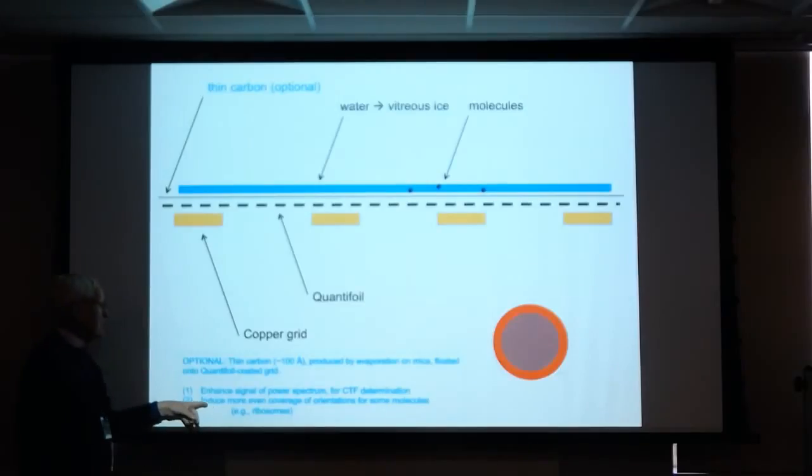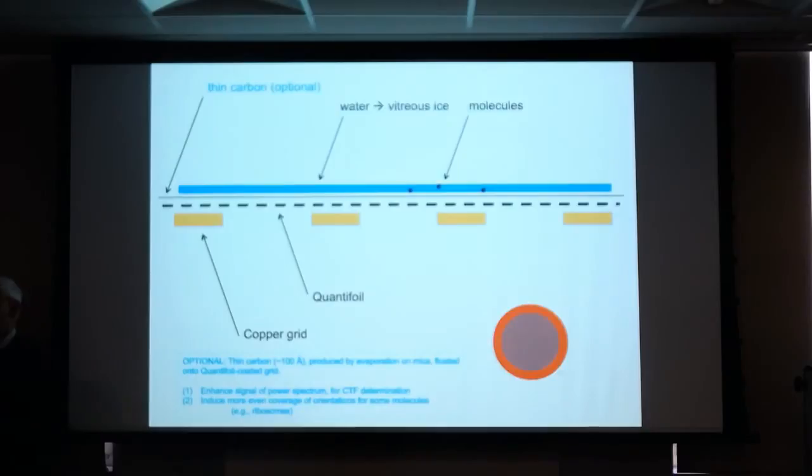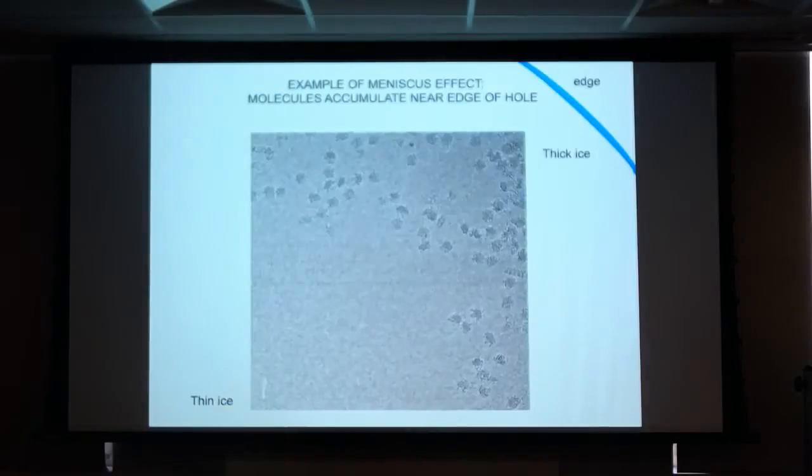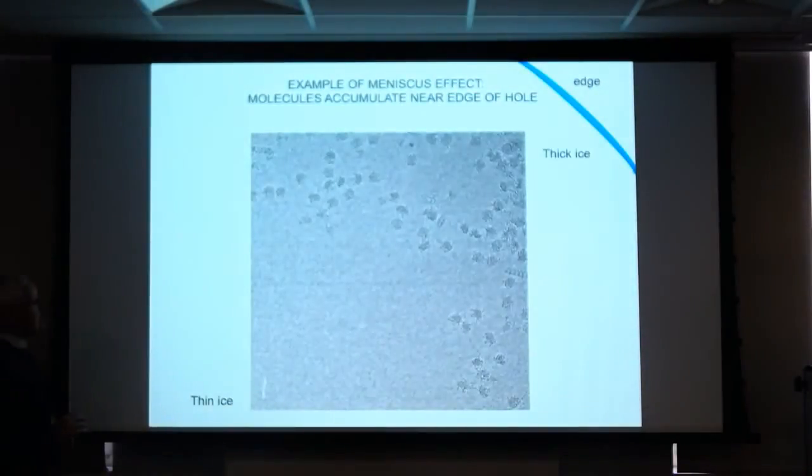This additional film, some people don't use it, but it can enhance the signal of the power spectrum. That's important for the determination of the contrast transfer function. For some molecules, it induces more even coverage of orientation. So for ribosomes, it makes a lot of difference if you have this thin carbon, and you have a much more even orientational spectrum, which somehow sounds counterintuitive, but that's how ribosomes behave.